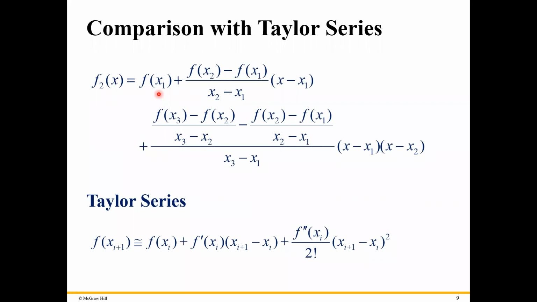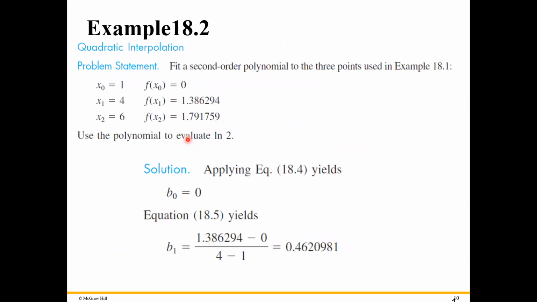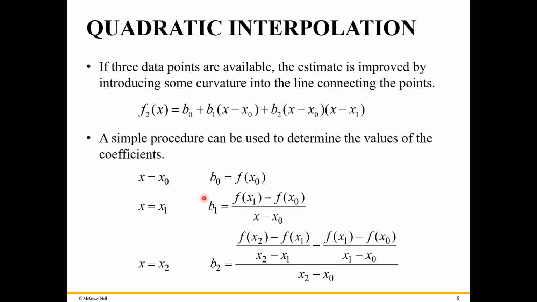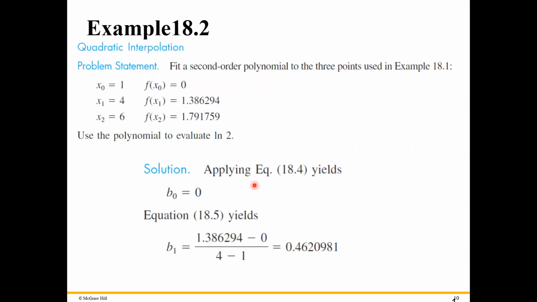Don't be confused with this. Actually, there is some inconsistency between these formulas over here. The inconsistency is in terms of the indices: x1 is actually x naught, x2 is actually x1, and x3 is actually x2 over here. Therefore, if I go to this formula over here, b naught is equal to f of x naught. So in this case, b naught is equal to f of x naught, which is equal to zero. So b naught will be zero.